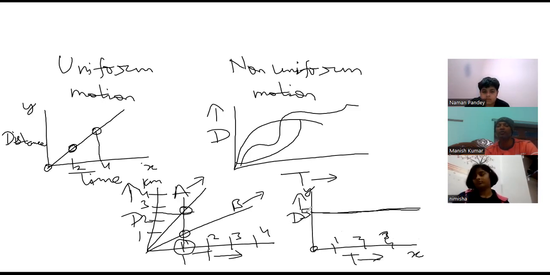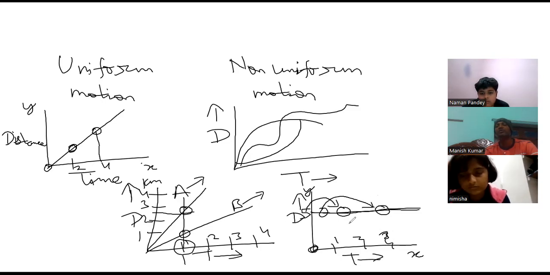It is already at 5 kilometers at the start when the time was 0, and after 3 to 4 hours also it is at the same position. From the y-axis you can see this is also 5 only. Everywhere it has the same distance. So this is called stationary motion or stationary object. Understood? You want to have a screenshot, you can take. Okay, I'm clearing.